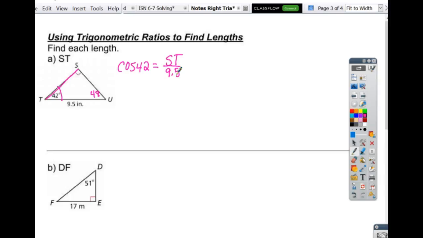So before you start anything, do I have to use the inverse cosine? I don't, because I already know the angle. So you don't use the inverse if you already know the angle. So if I put a 1 under this, can I cross multiply and get my ST? I can. Say it happily. You can, Mrs. Archer. Thank you. And what do you get? Yes. And this one's inches because it's labeled inches.